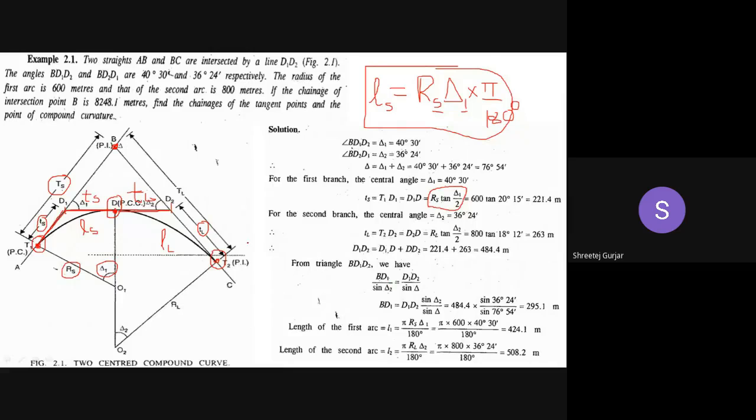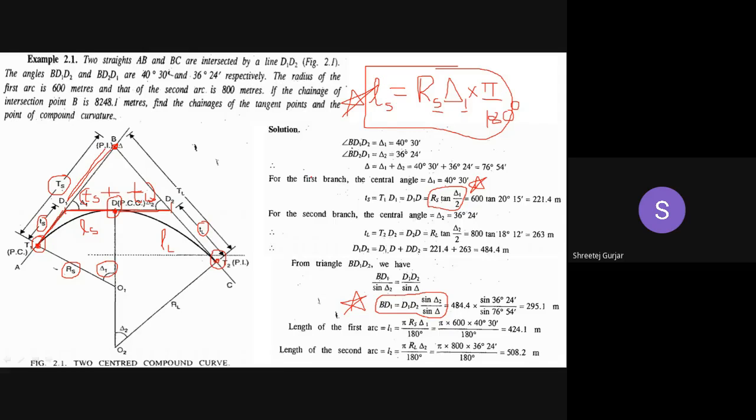Then along with this, the distance D1 to B is calculated by this particular formula. D1D2 is what? TS plus TL. So D1D2 into sine delta 2 by sine delta is the formula to calculate BD1. Remember this formula also. These formulas are important: the tangent formula, this length formula of BD1, and this length of the curve formula. Remember these things, and if you have any doubts, feel free to ask anytime.